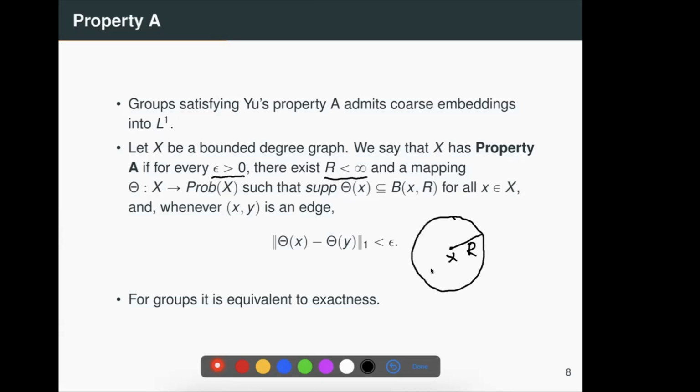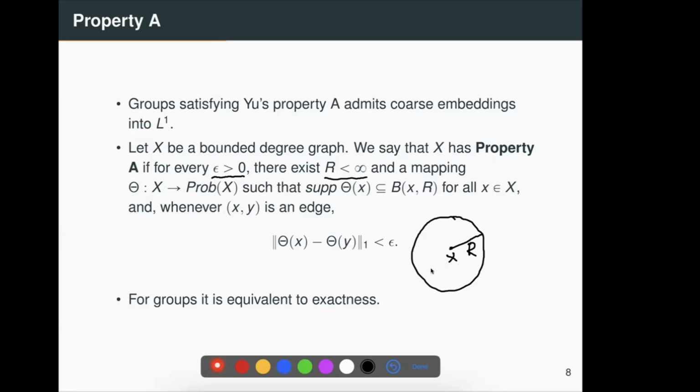If you think about the definition of an amenable group, it just says that it's the equivariant version of this. You take a probability measure with finite support, and then you translate it everywhere, and then you compare the L1 distance between neighboring vertices. It's small. So for an amenable group, you have to use the same probability measure everywhere. But here, property A allows you to choose different assignments at different places.